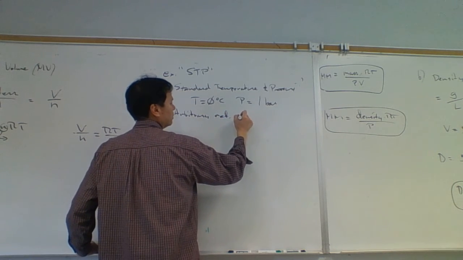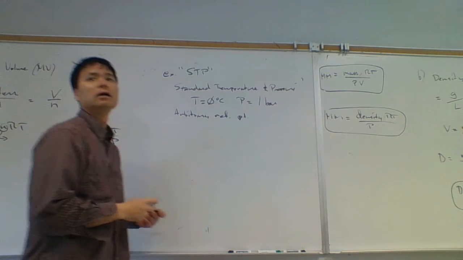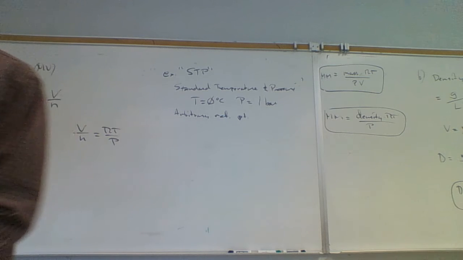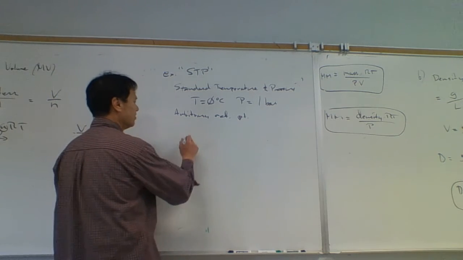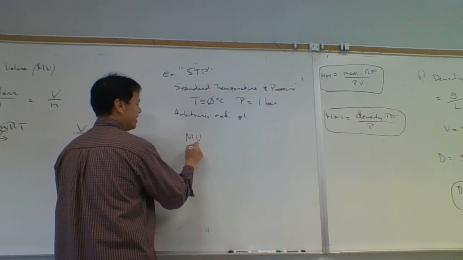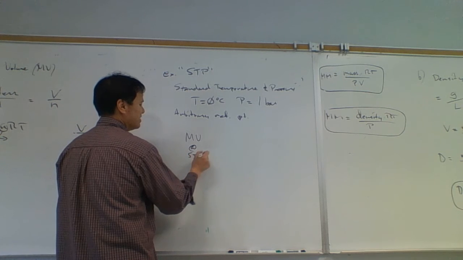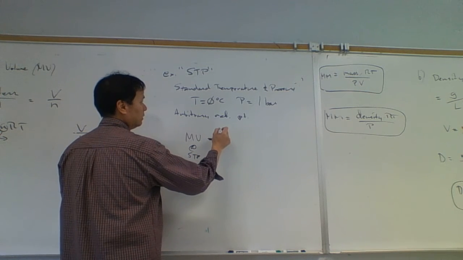Somebody just chose it. That's what I mean by arbitrary. But I think it's not that useful. Maybe it's useful. And so what is it? The molar volume at STP, let's say at STP, is equal to P, 1 bar.